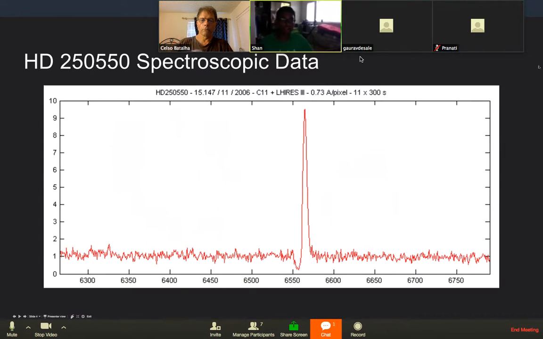So this is a Herbig Ae/Be star, HD 250550. This is some spectroscopic data that we took of it, and as you can see here, there's a bunch of static, and then all of a sudden, at around 6,550 angstroms, you see this spike that shoots up. Whenever we see these spikes that shoot up, we call this an emission line, and this sort of spike is usually associated with hydrogen.